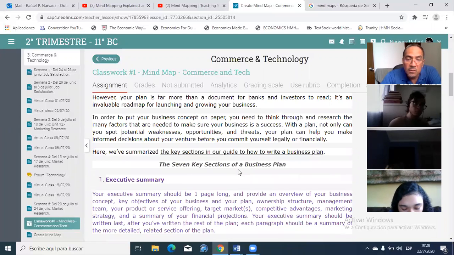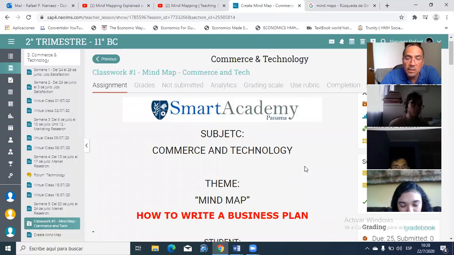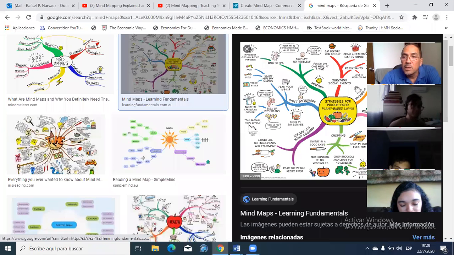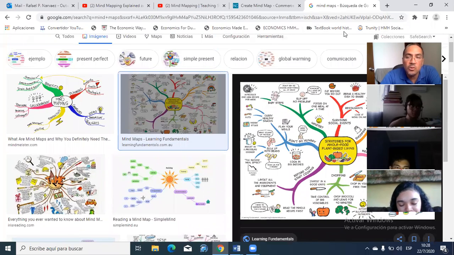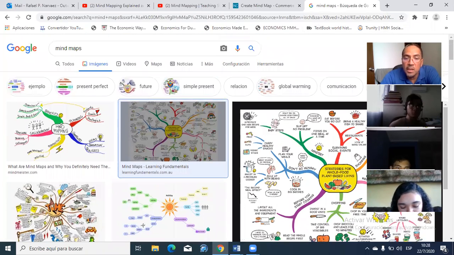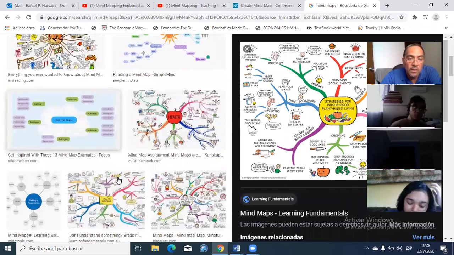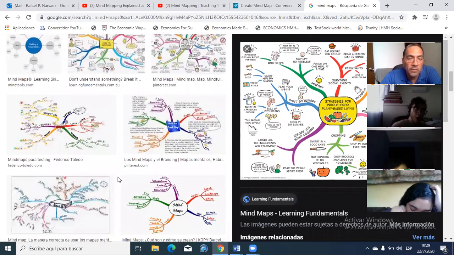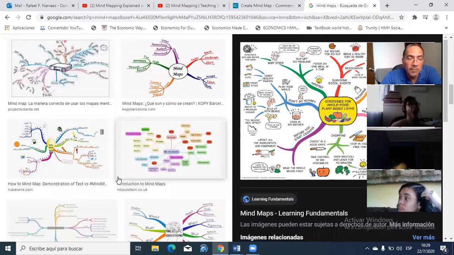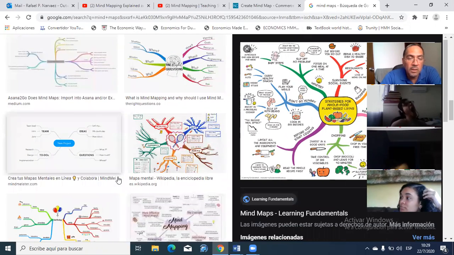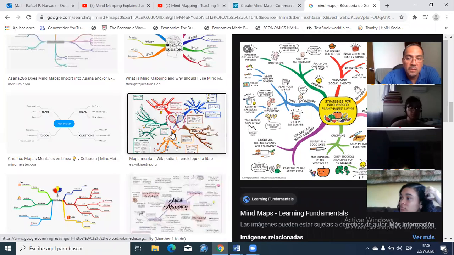Got it, guys? So that's the idea. That's the idea that you need. This is the idea that you have to do in your mind map. Now over here, if you go to Google, you could type mind map, and you'll get a lot of different ideas for how to create a mind map. If you scroll down, you'll see there are a lot of models or patterns. Okay, this is nice. Very nice. This one.